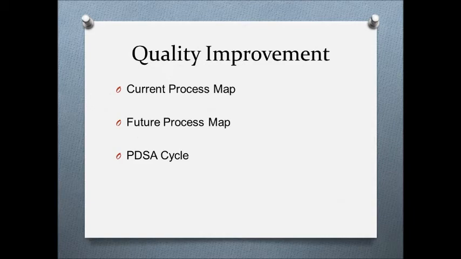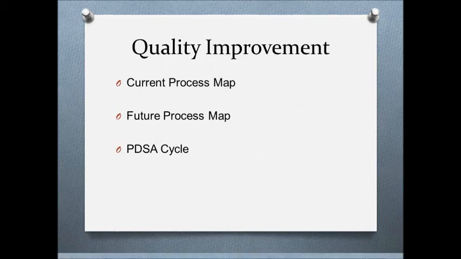And then after that, you have the PDSA cycle, which is plan, do, study, and act. You plan your project. You do pilot projects to test out your plan, and then you study, get the results, and analyze the data, and make sure that it's reproducible. So do it again and make sure it's reproducible. So it's a continuous process, quality improvement.